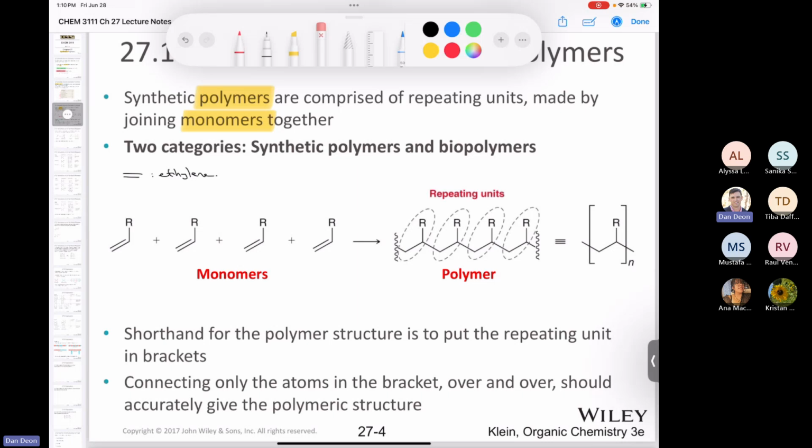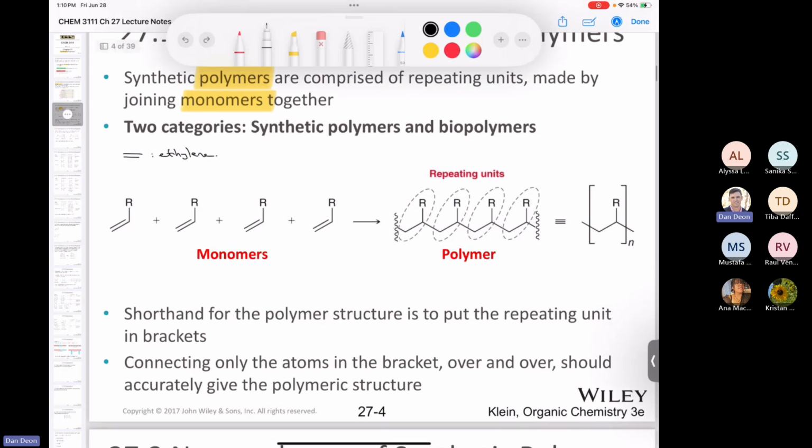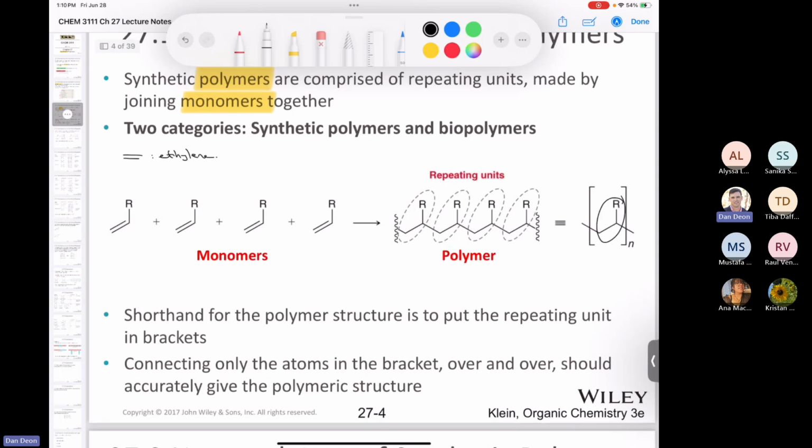And instead of saying, well, this is going to repeat thousands and thousands and millions of times, what we do is we find the shortest repeating unit, which you see in these dashed circles here, and then you put it inside square brackets and put a subscript n to say this is repeating n number of times, okay? So that's the shorthand structure that we use, and we're going to get some practice on that today. And like it says here, connecting only the atoms in the bracket, okay? If you connect the atoms that are in here over and over, it should give you the actual polymer's structure.